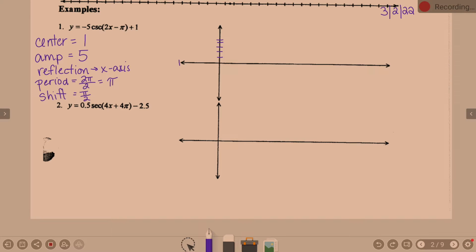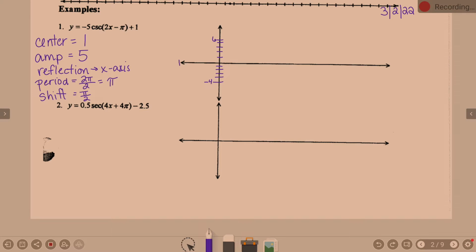Remember, I don't encourage you to go all the way up or all the way down because we have to have room to flip our curves. Okay, and I know they're small. So if I'm going up 5, 1 plus 5 is 6. And if I'm going down 5, 1 minus 5 is negative 4.